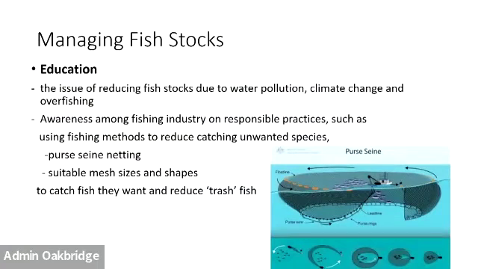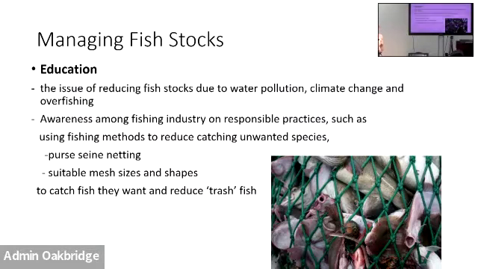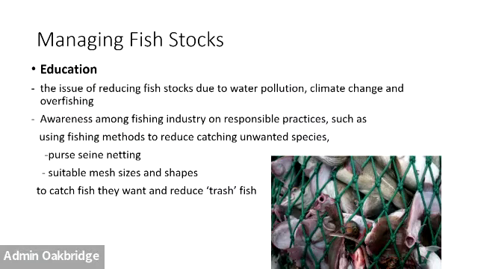Another one, using suitable mesh sizes and shapes. Sometimes the fish you want to catch is very big. So if you want such big fish, you don't want a small fish, you need to allow the small fishes to escape. So you use the net size that is enough to catch the big fishes, but big enough to let the small fishes swim through. That will be a suitable mesh size.